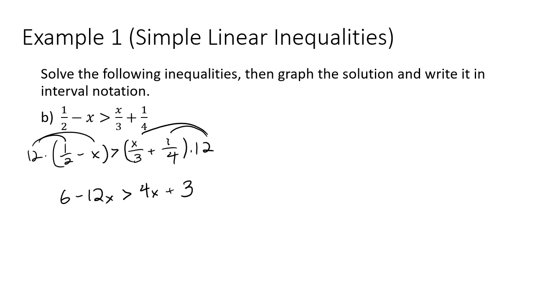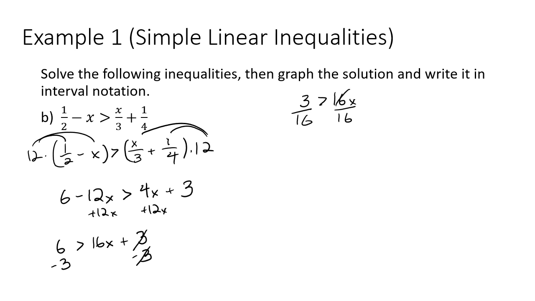All right, I'm going to move the x's to the right this time, just for a little bit of variety. So if I add 12x to both sides, I get 6 is greater than 16x, 12 plus 4, plus 3. If I subtract 3 from both sides, we get 3 is greater than 16x. And then if I want to get x by itself, now I just divide both sides by 16. And I get 3/16 is greater than x.